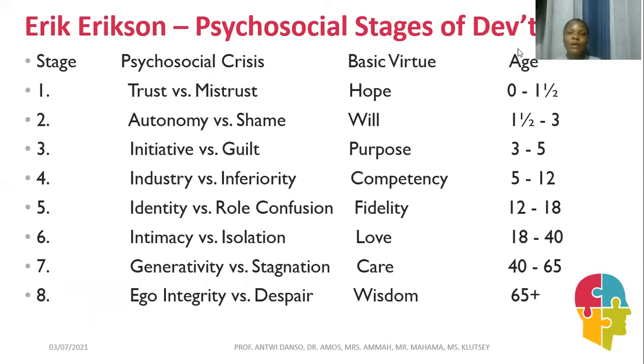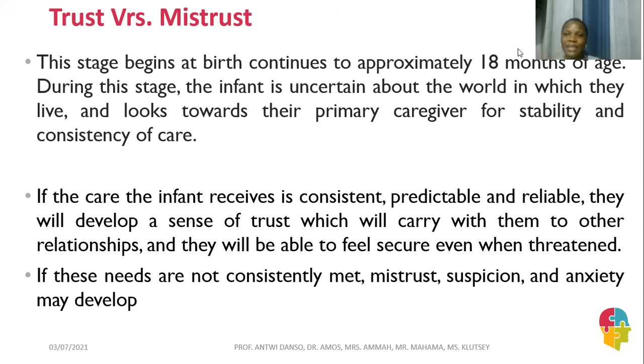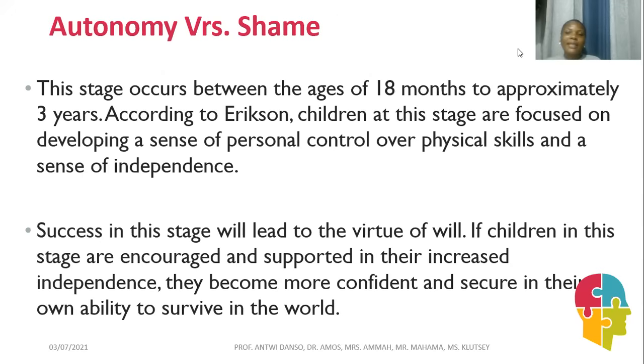And so the basic virtue here is hope. The basic virtue is hope. So if the needs of the child are not met, the child grows up not trusting people. The child has suspicion and what? Anxieties. The second stage, which is about 1.5 years, that is 18 months to about 3 years.